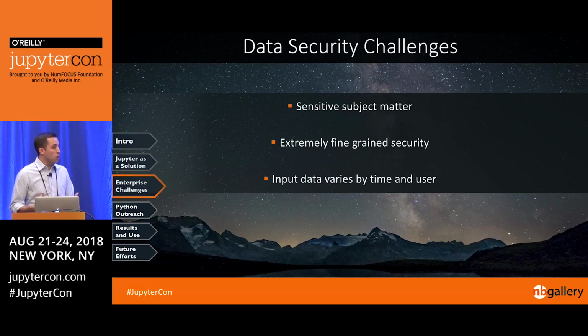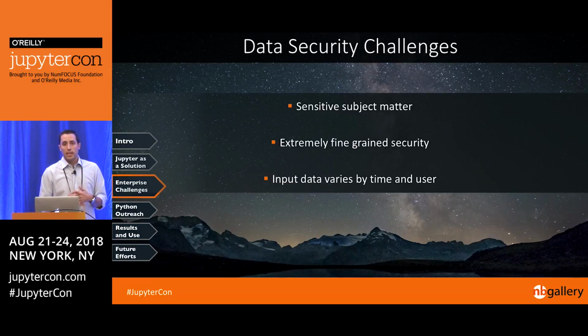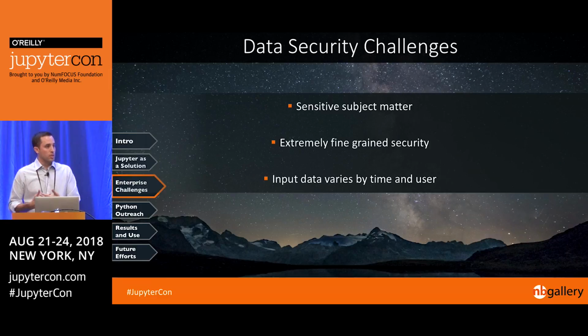And so as it relates to Jupyter Notebooks, what that means is the input data of a notebook can vary greatly based on time and user. And so one user who runs a notebook may have different access and authorities than another user, even though they're within our community, even though they have the same level of classification access.